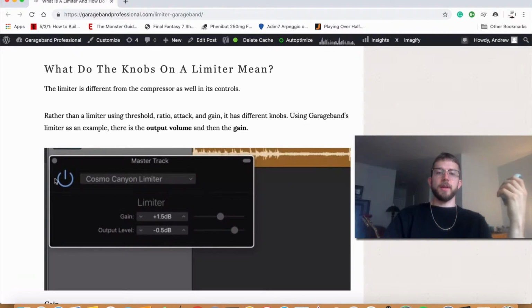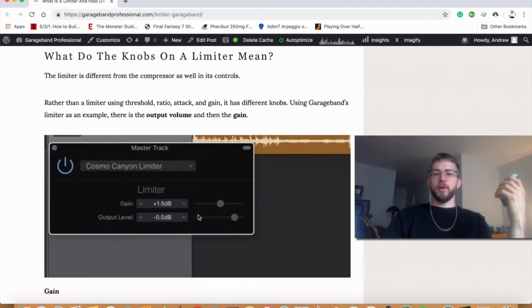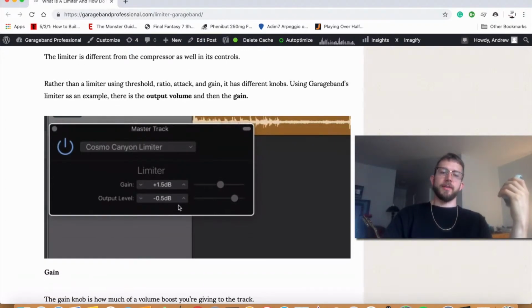Here is the limiter in Garageband. I took a picture of it here. In Garageband, it only has two parameters. It has the gain and it has the output level. You can see here that it's negative 0.5 dB. That's putting quite the limit on your music. It'll be much better to put it at 0 or negative 0.1, as I just said. And the gain, you can put it up by 1 to 2, 3 dB.